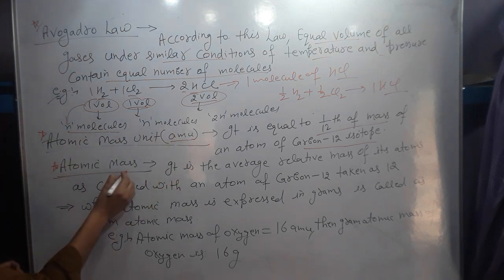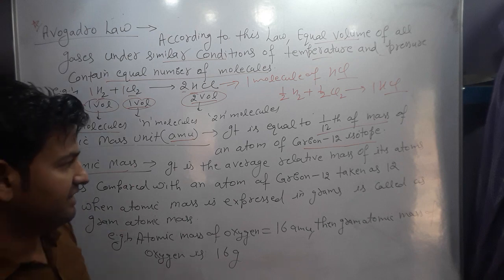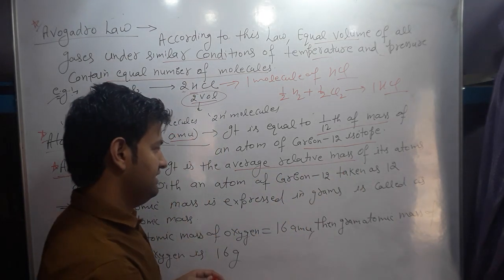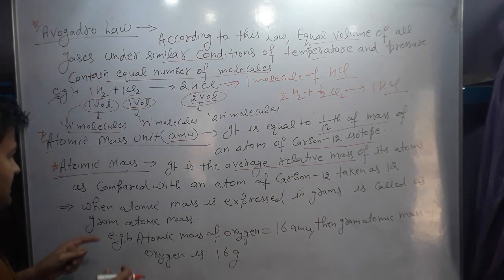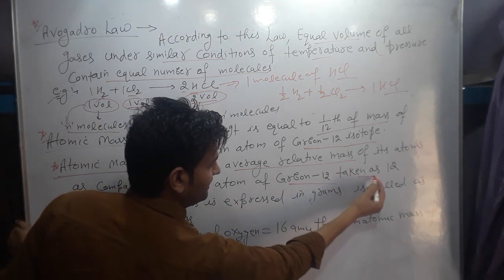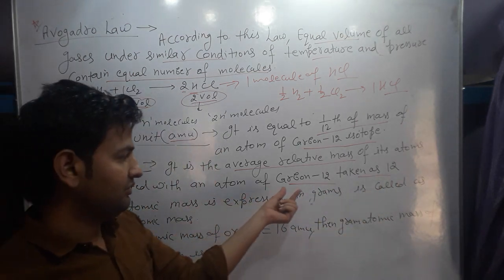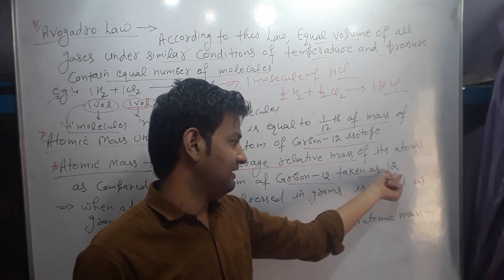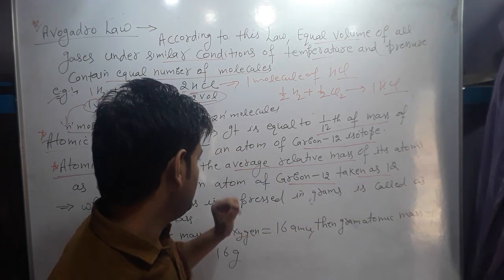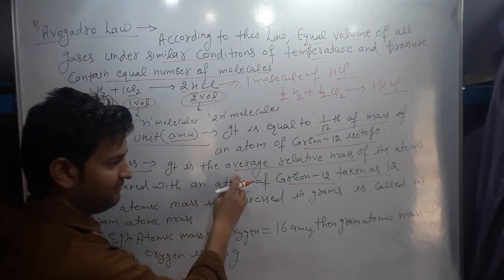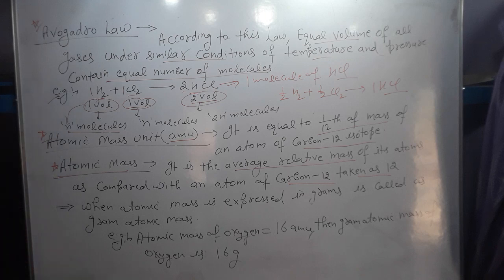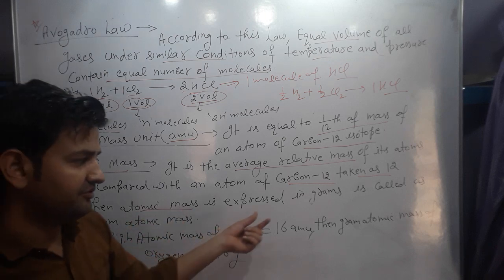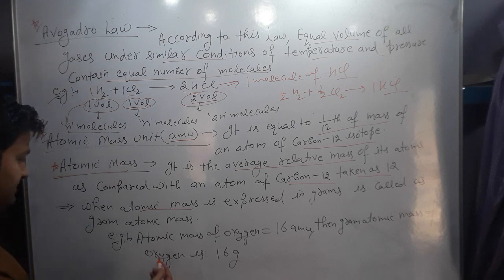Next term is atomic mass. Atomic mass is the average relative mass of its atoms. Average means mass of all the atoms of the element as compared with an atom of carbon 12 taken as 12. Carbon 12 is the name of the carbon isotope and 12 is its atomic mass. Means we compare the mass of any element, its average relative mass, with the atom of carbon 12. When atomic mass is expressed in gram, then this term is known as the gram atomic mass.